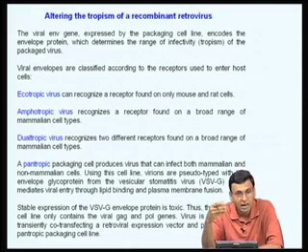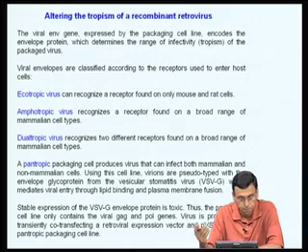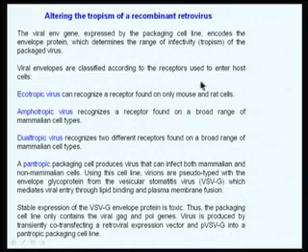So by changing the envelope protein being expressed in a packaging cell line, you can produce viruses which have different tropisms. Based on their tropisms, the viral envelopes are classified according to the receptors used to enter the host cells. Ecotropic viruses can recognize a receptor found only on mouse and rat cells. That means these ecotropic retroviruses can only recognize murine cells, either mouse or rat. They cannot recognize human cells, so they will not infect human cells.